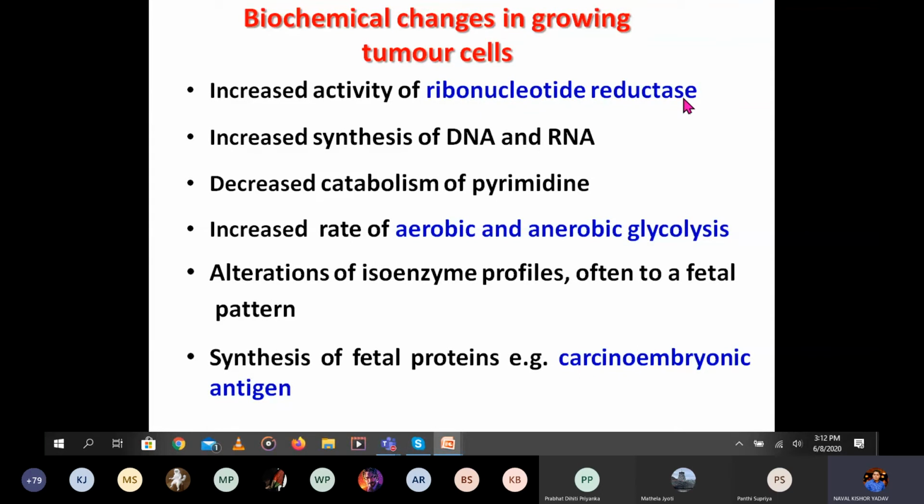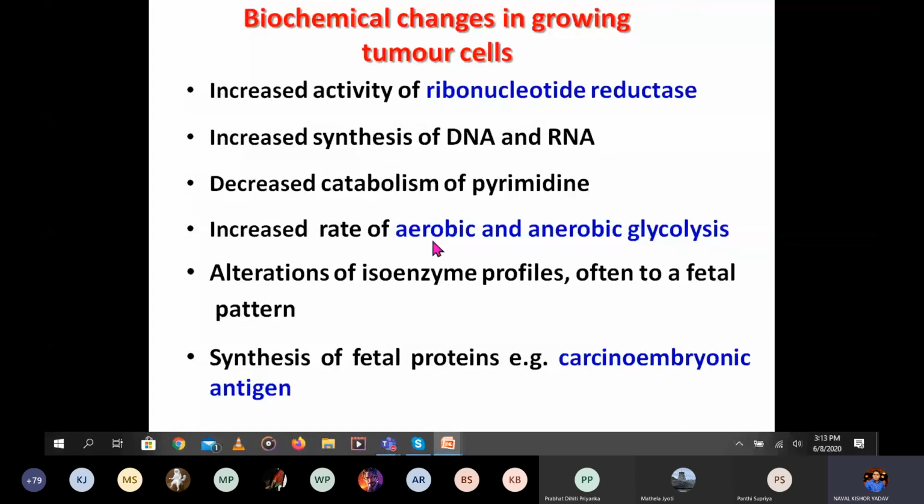This enzyme converts ribonucleotide into deoxyribonucleotide, which is required for the synthesis of DNA. The activity of this enzyme is increased. That means there is an increase in the synthesis of DNA as well as RNA. Okay. Decrease in the catabolism of pyrimidine. Pyrimidine catabolism will decrease. That's why it may form dimers, pyrimidine dimers.